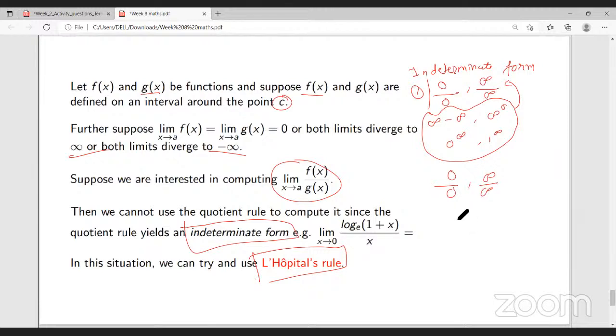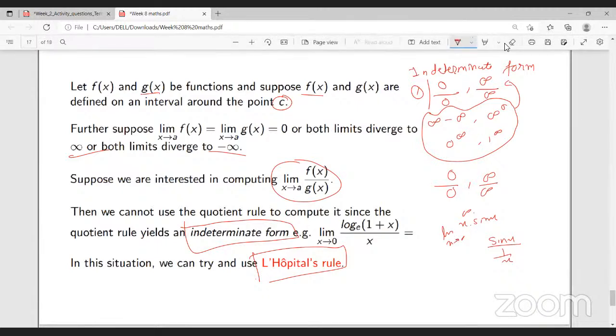Say, for example, x sin x. If the limit is x tends to infinity, what will the value be? It is infinity into infinity, right? Sin infinity is not defined. So I can write it as sin x upon 1 by x. Okay, maybe we can do a different example.